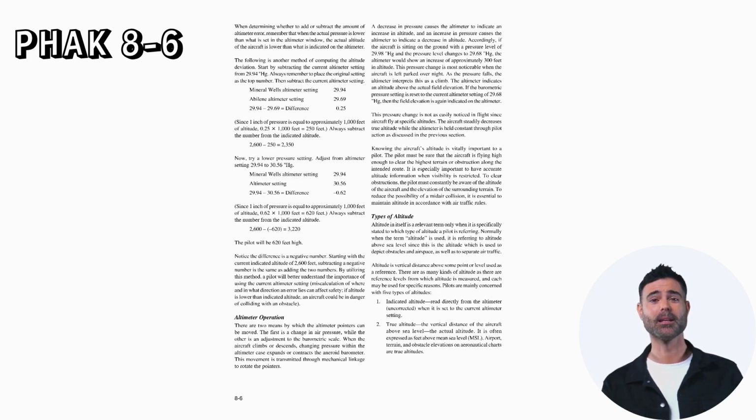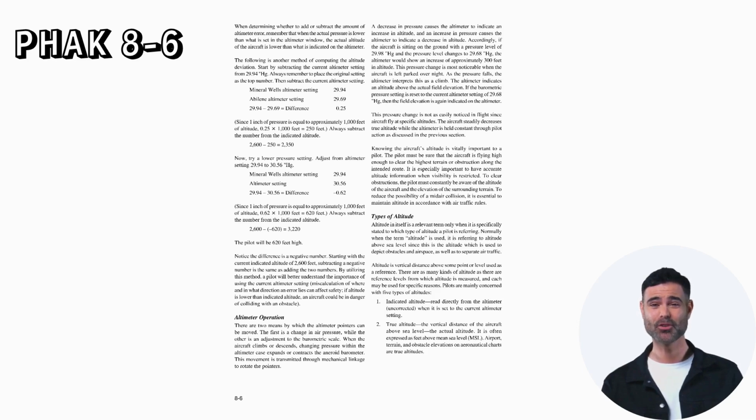The following is another method of computing the altitude deviation. Start by subtracting the current altimeter setting from 29.94 inches of mercury. Always remember to place the original setting as the top number. Then subtract the current altimeter setting. Mineral Wells altimeter setting, 29.94. Abilene altimeter setting, 29.69. 29.94 minus 29.69 equals difference 0.25.